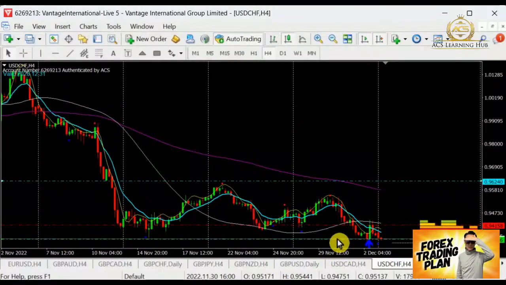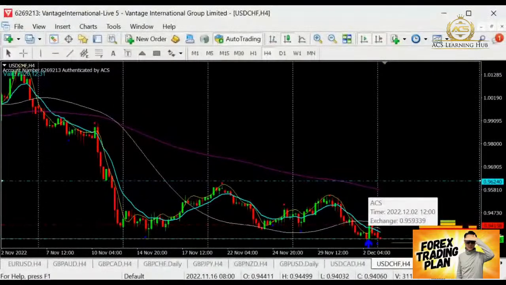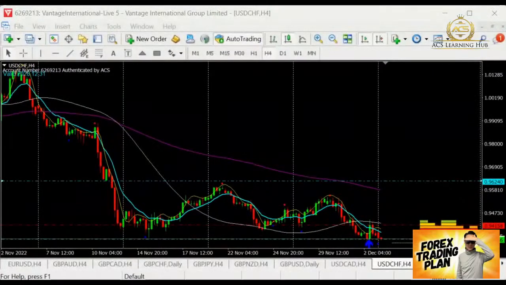So right here, we are on the support. For dollar franc, if I'm going to start selling, I make sure that dollar franc has to break the support. Then I will start to look out for the selling. So dollar franc, yes, we can take a look.